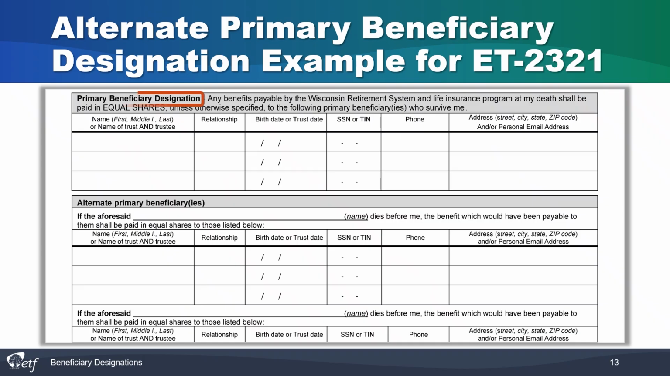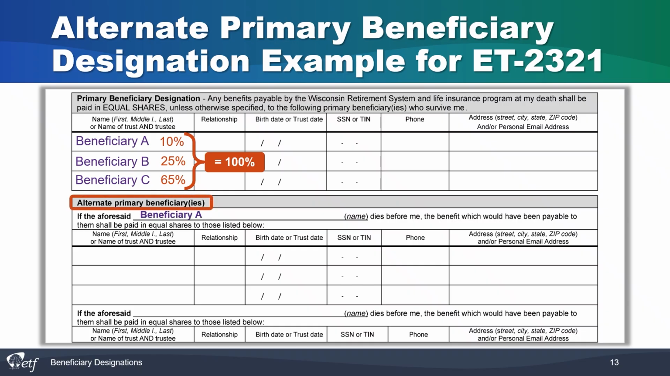In the primary section, write the names of the beneficiaries who would receive an equal share. You may also indicate percentages that total 100%, as shown in the example. In the alternate primary section, write the name of one of the primary beneficiaries. Then designate who will receive equal shares of beneficiary A's benefit.